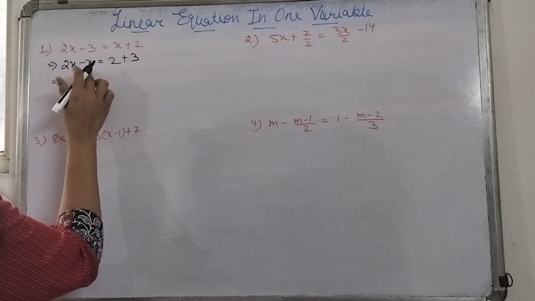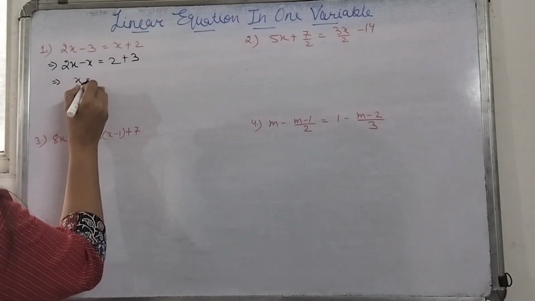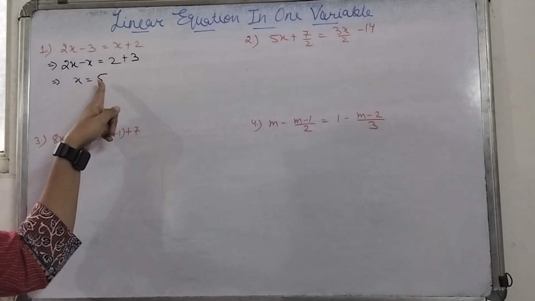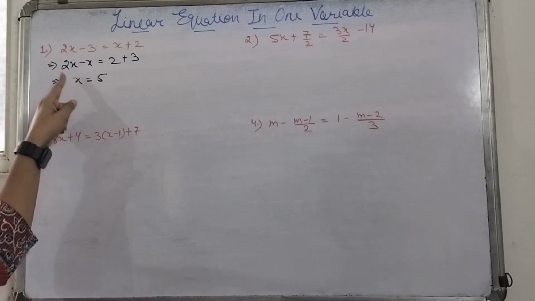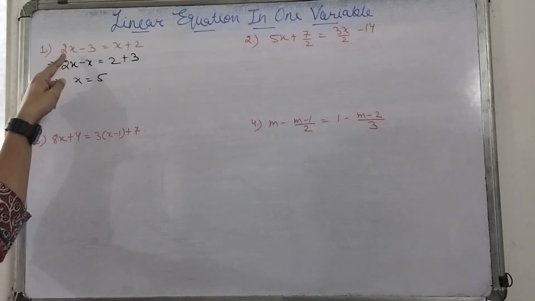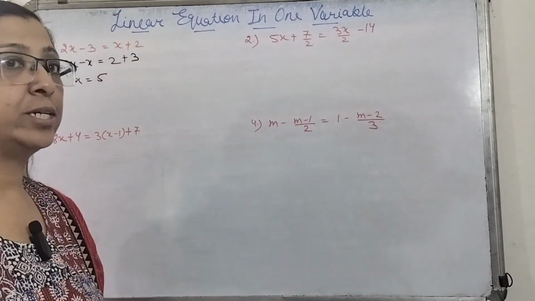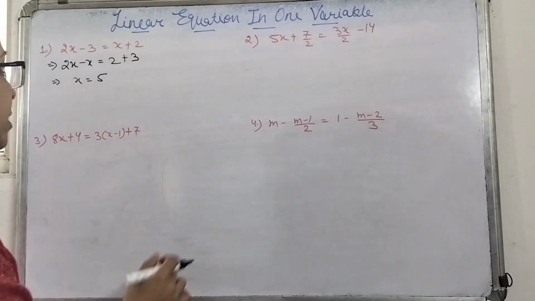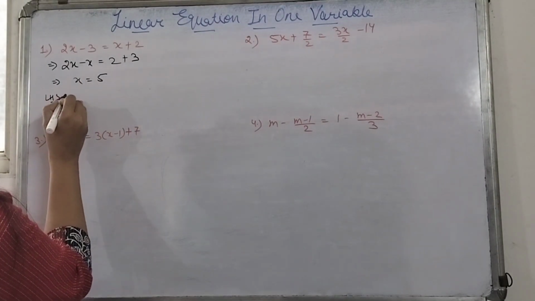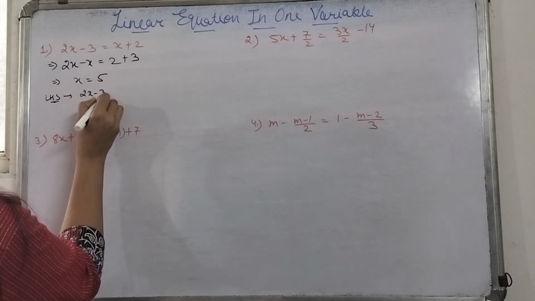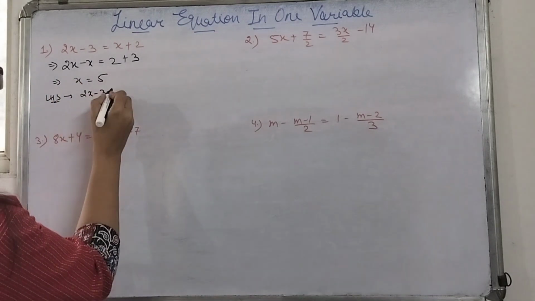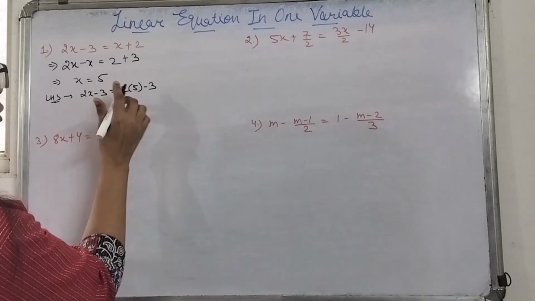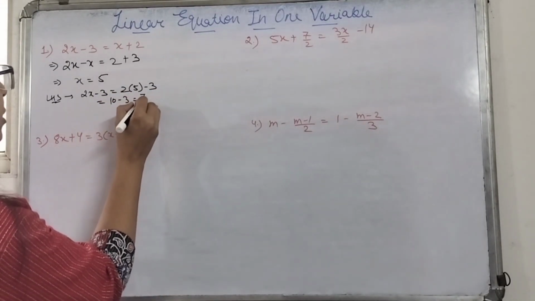Now 2x minus x will be x. x is equivalent to 2 plus 3, which is 5. So the value of x will be 5. That means when we keep x equal to 5 in the LHS and x equal to 5 in the RHS, the value of LHS will be equivalent to the value of RHS. Just check it once. LHS is 2x minus 3. When we keep x equal to 5, it will be 2 multiplied by 5 minus 3. That is 2 into 5, which is 10, minus 3, that is 7.